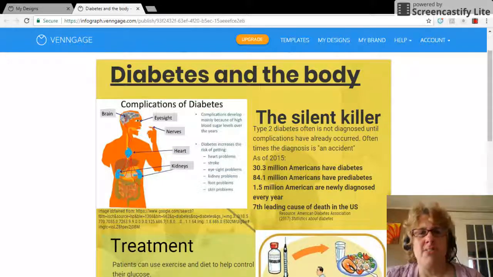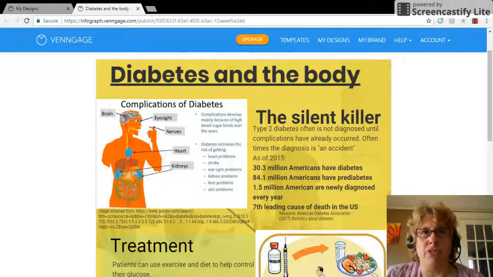Some of the other statistics are that in 2012, more than $245 billion in health resources were spent, along with lost productivity. People with diabetes have 2.3 greater health care costs than those without diabetes, so obviously it is of major concern. There are 4 types of diabetes.